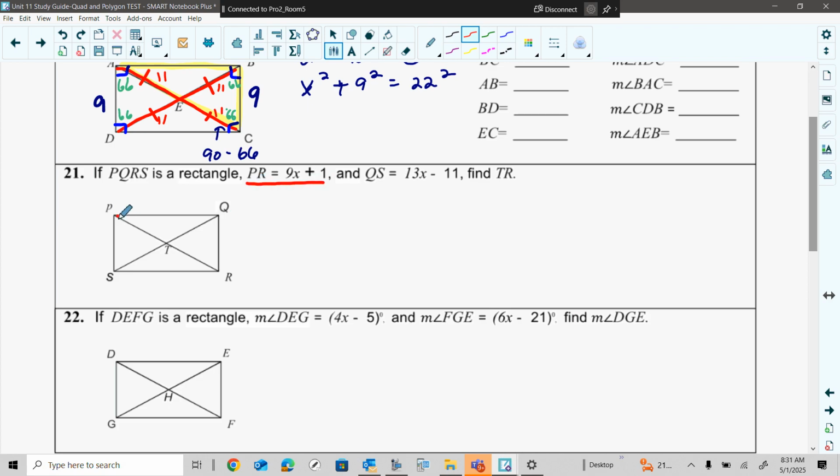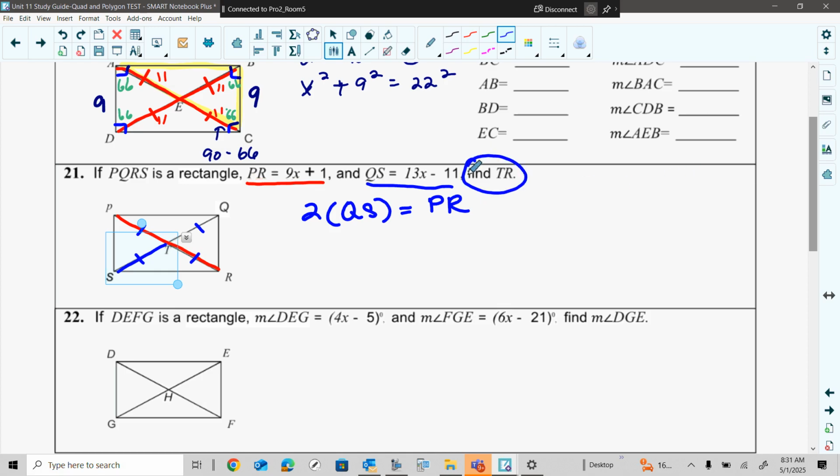All right, PR and QS. Okay, we're looking at the parts versus the whole. So it's going to take 2 of QS to equal PR. Solve for x, but then find TR. Plug it back in, please.